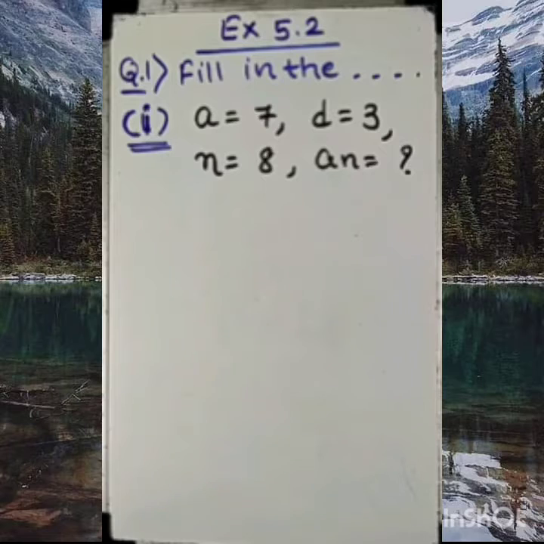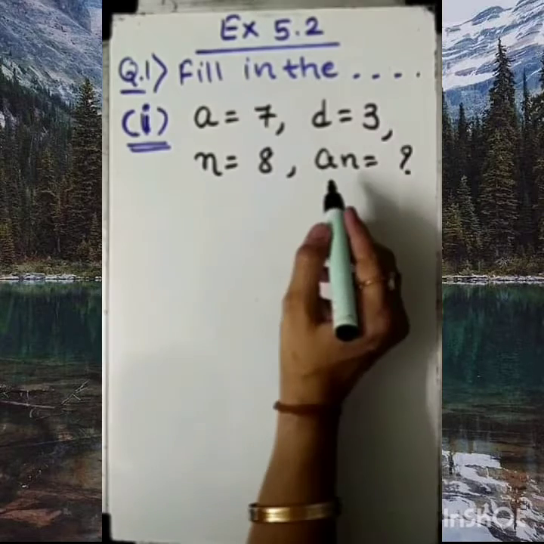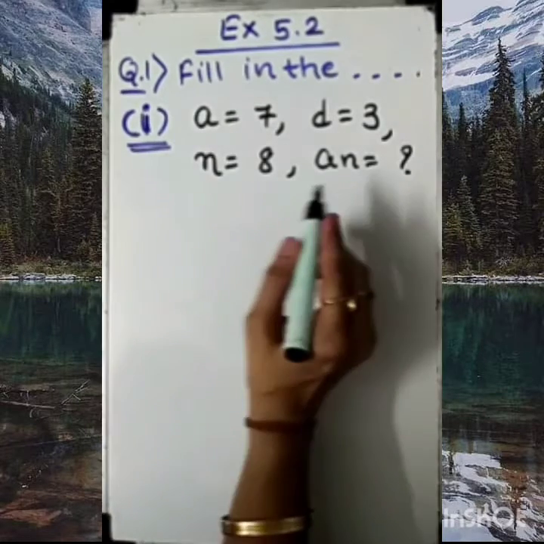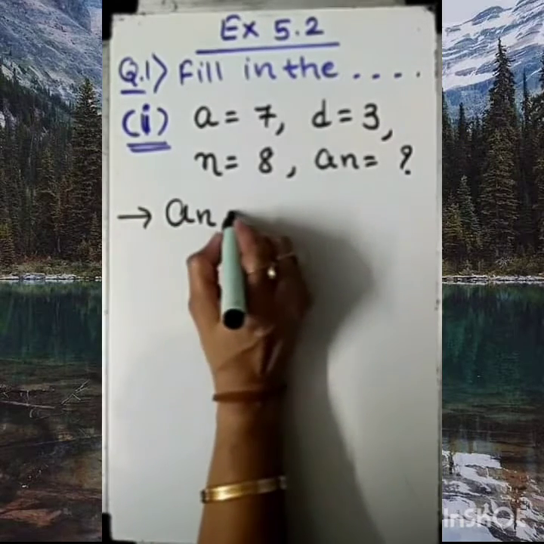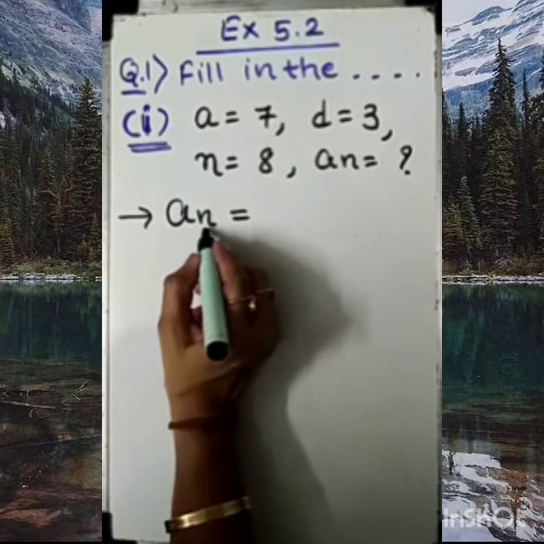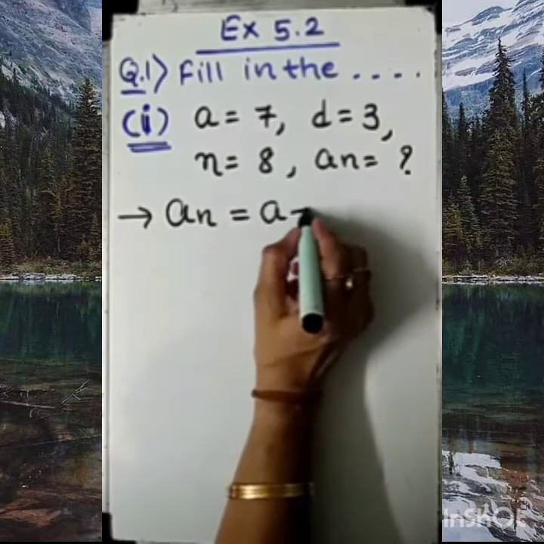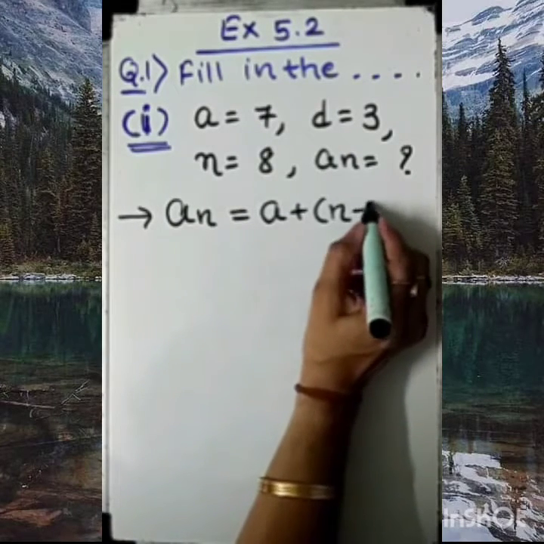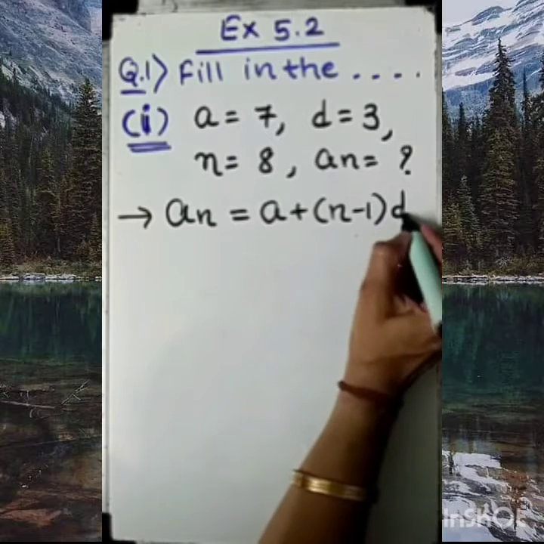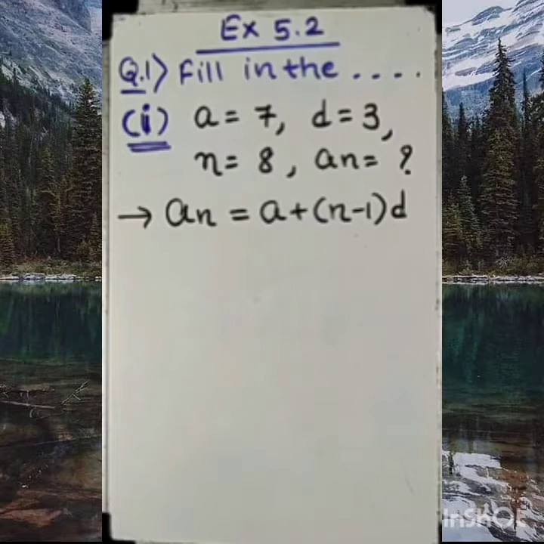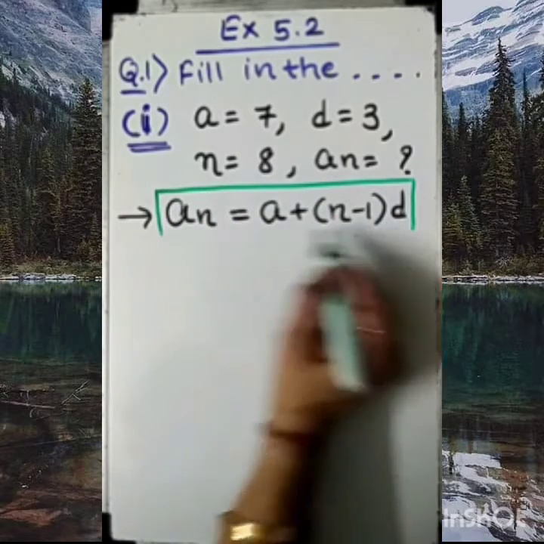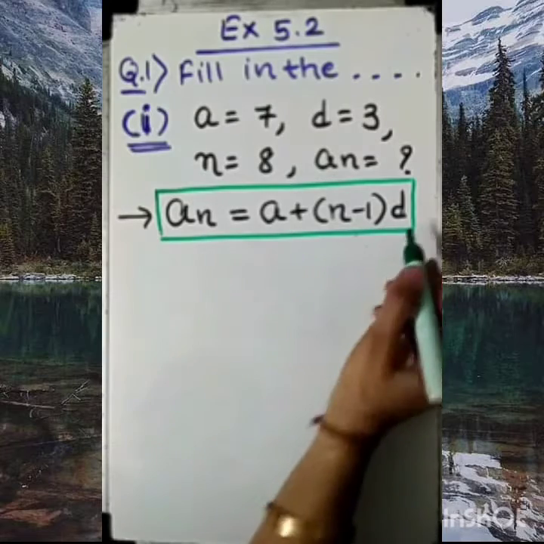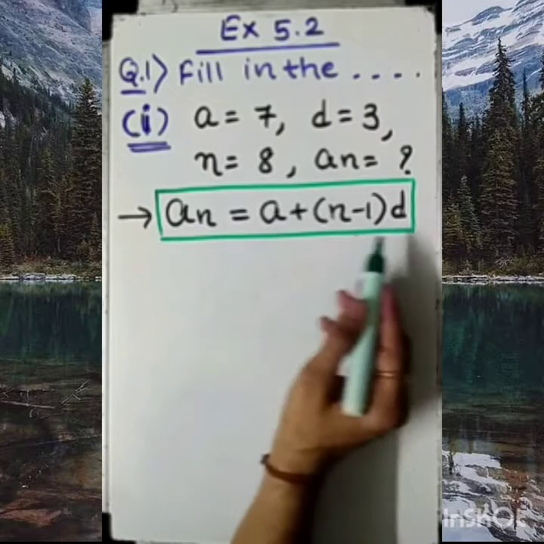Now dear student, what we have to do: we want to find AN. Keep this formula in mind always, dear student. To find AN, the nth term of an AP, AN equal to A plus N minus 1 into D. As you are applying this formula the first time, keep it in mind, because every time we are going to use the same formula to find the nth term of an AP.